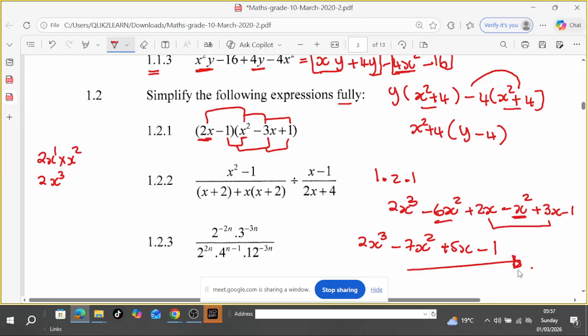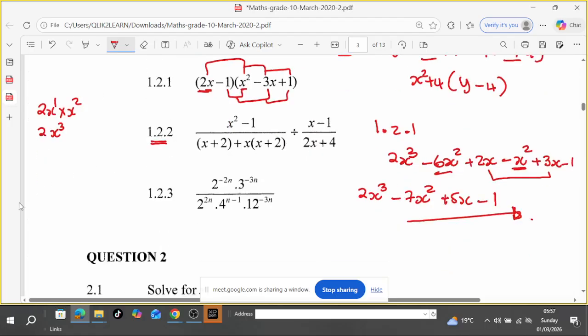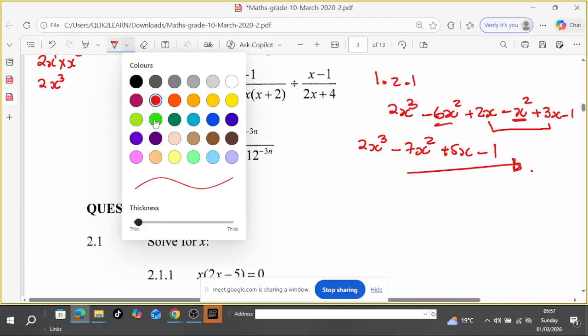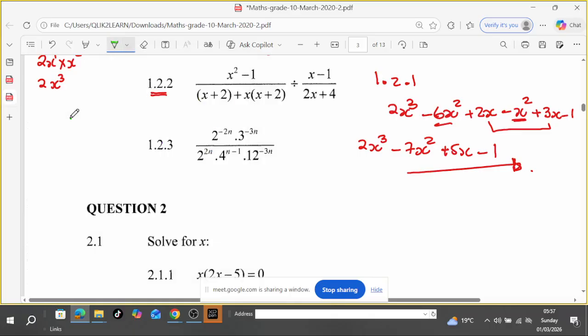Okay, nice. Look at what we have on this 1.2.2. It has to do with fractions. To solve this problem, I'm going to start by saying, let's change this division into multiplication, and then let's factorize the top part.